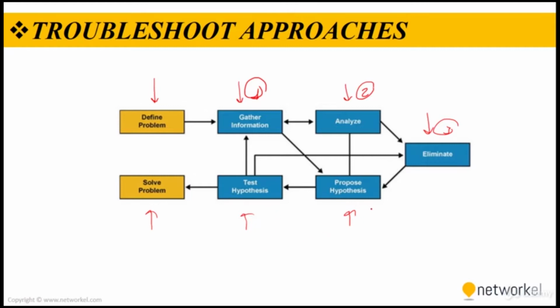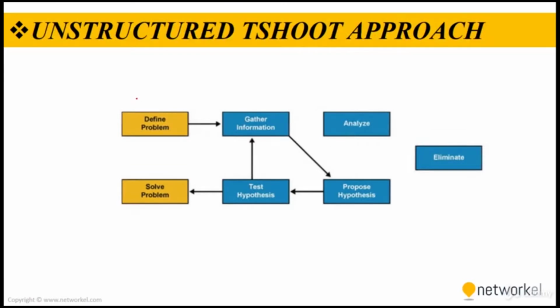Then we need to propose a hypothesis. After gathering and analyzing information and eliminating the possible causes, one or more potential problem causes remain. The most likely cause is proposed as the hypothetical cause of the problem. Then we need to test the hypothesis. In the fifth step, the hypothesis must be tested to confirm or deny that it is the actual cause of the problem. Now let's take a look at the unstructured TSHOOT approach.